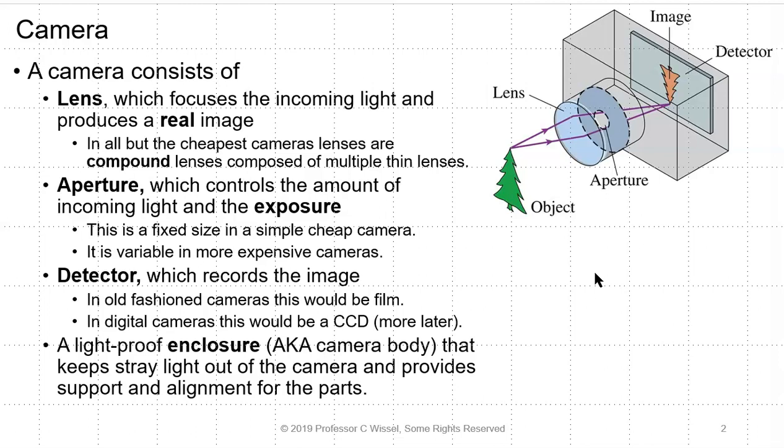In a cheap camera, like the old disposable kind of cameras, that would be a fixed size. It is variable in the more expensive camera. And this is the same thing as your iris in your eye. A detector which records the image, that would of course be the retina in your eye. In the old-fashioned cameras, this would be film. In a digital camera, this would be a CCD, and we'll explain later what that is. It's an electronic device. A light-proof enclosure, otherwise known as the camera body, keeps stray light out of the camera and provides support and alignment for the parts, sort of like your eyeball is.